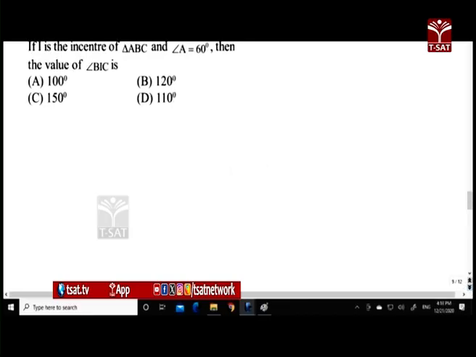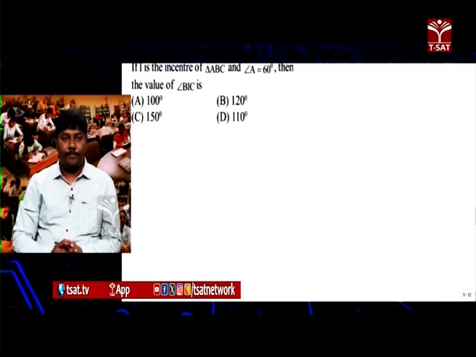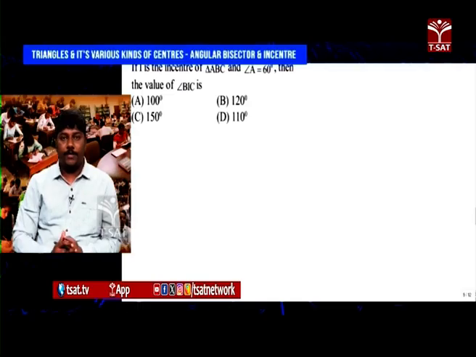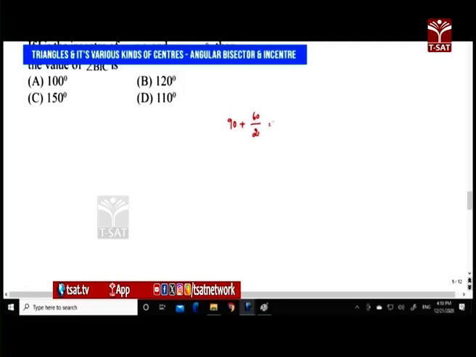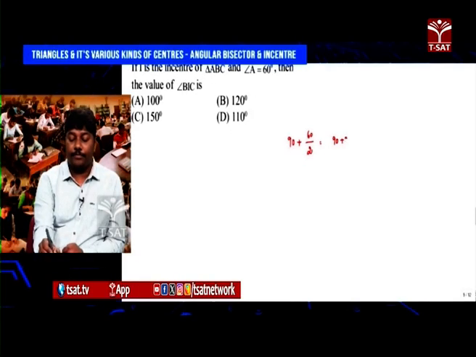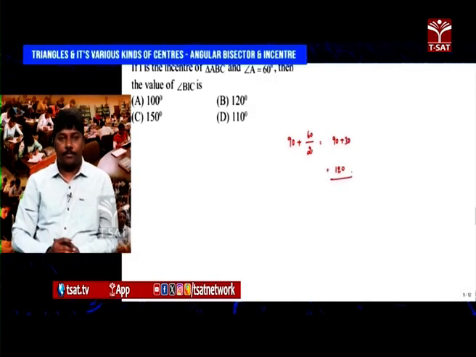If I is the incenter of triangle ABC and angle A is equal to 60, then find the value of BIC. Here BIC is clearly the angle formed by two internal bisectors. We know it as 90 plus A by 2. So, A is 60 degrees, 90 plus 60 by 2, it is 90 plus 30, which is 120 degrees.